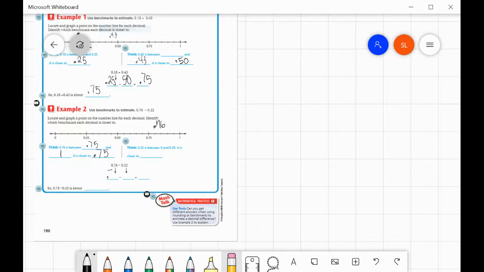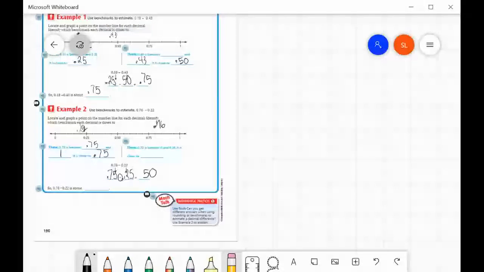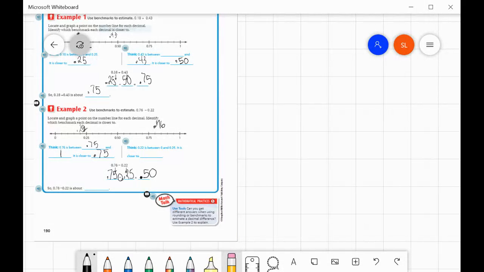I'm going to go ahead and write this down here so it's there. And then our next number is 0.22. So 0.22 would go on the number line somewhere around here, and it is closer to 0.25 than it is to 0. So we would use 0.25. And we are subtracting this time. So 75 minus 25 is 50. And then we add a decimal point because we're working with decimals.